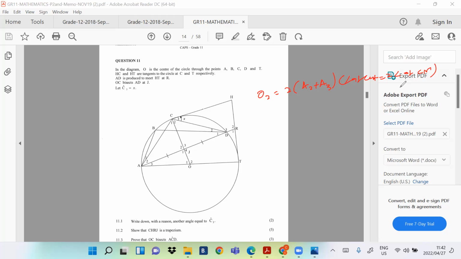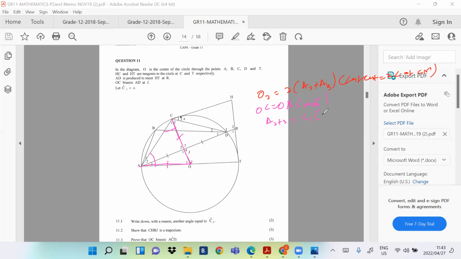Can you see the radius? Because this is the center. This is a radius, OC. That's a radius. OC and OA are equal. That means if OC is equal to OA, which are radii, then A2 and A3 are equal to C1. Can you see this angle and that angle, right?